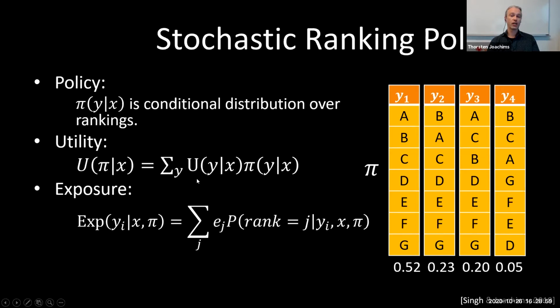The utility can just be defined, as you would expect, by taking the marginal probability over this distribution of rankings, the ranking policy pi. And exposure, we can also define over stochastic ranking policies, right? We just take the marginal probability that a particular item ends up at rank j. So, for example, that the item A ends up in position number 1 is 52 plus 20, so that's 72% probability, right? That A ends up in position 2 has 23% probability, and that it ends up in position 3 has 5%, and all of the other positions have 0%. And so we can calculate this expected exposure as well.